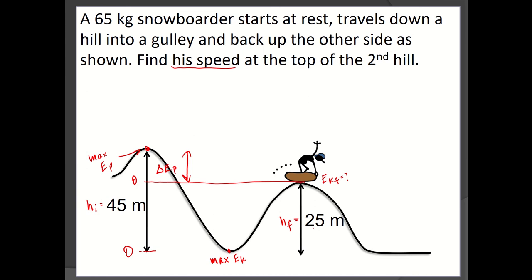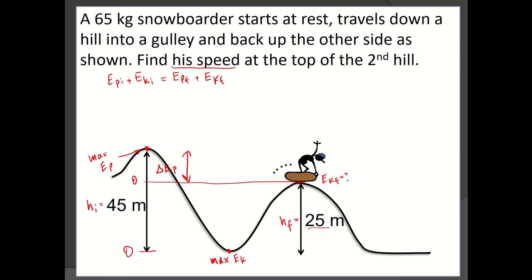In this case, because you're given the height, you probably can solve it either way. But if you make this your reference point, you can actually get rid of 2 terms in your equation. So let me show you what I mean. So here's our equation: our initial potential energy plus the initial kinetic energy equals the final potential plus final kinetic energy.